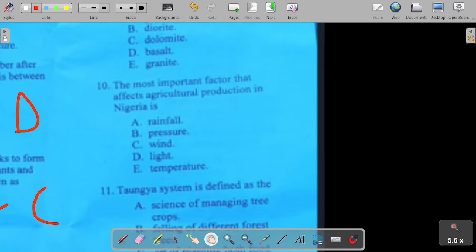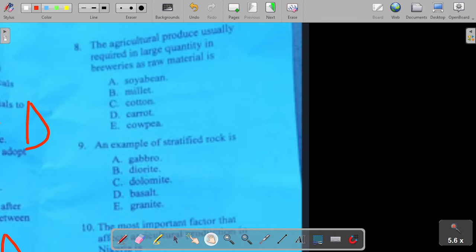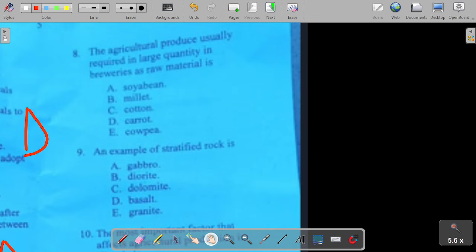Number 8. Agricultural produce usually required in large quantity in breweries as raw material. We have the soya beans, we have the millet, cotton, carrot. It is soya beans. Number 8 is A.